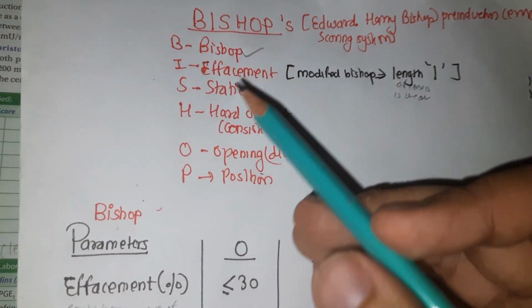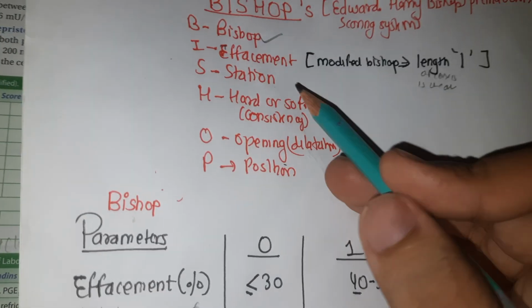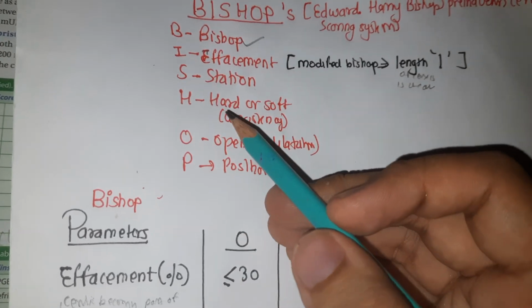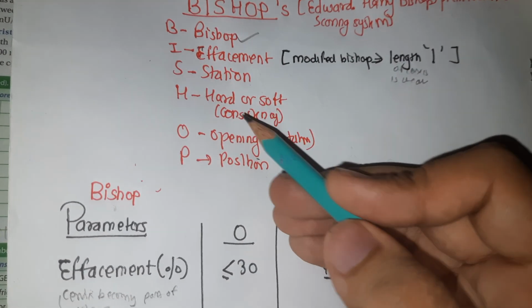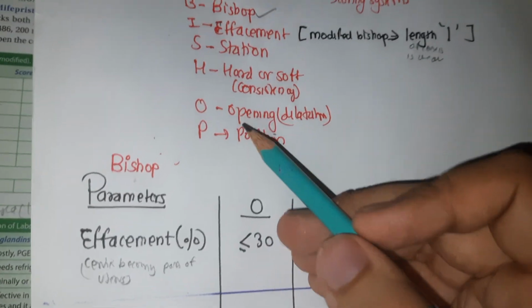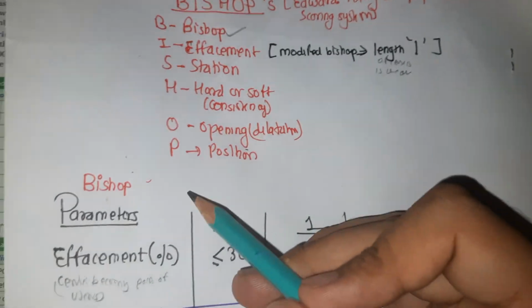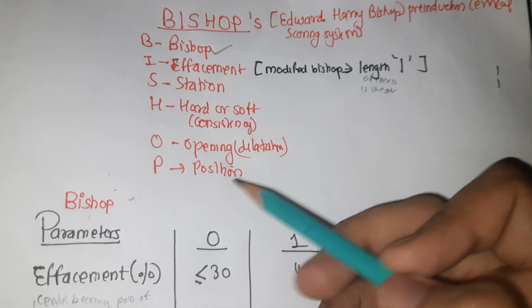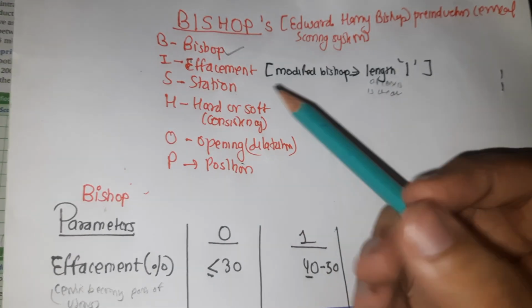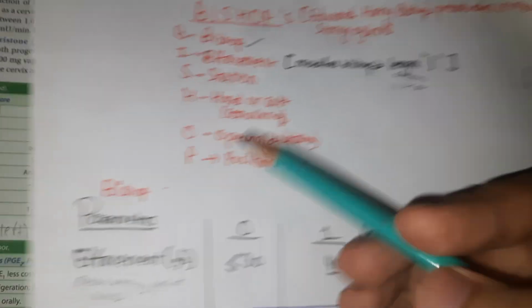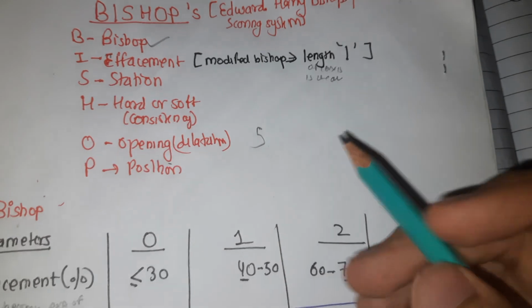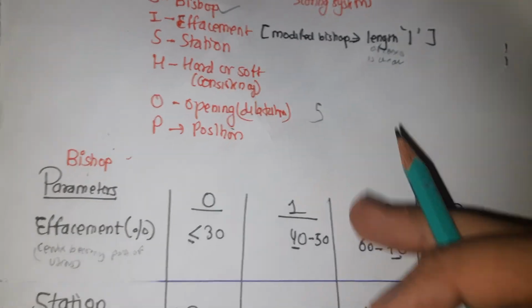I is for effacement, S for station of the fetal head, and the other S stands for whether the cervix is hard or soft, that is consistency. O is for opening, that is dilatation of the cervix, and P for position. With this mnemonic we can remember the Bishop score very easily, and it includes five parameters for the scoring of the cervix.